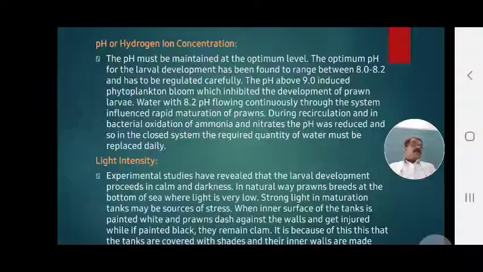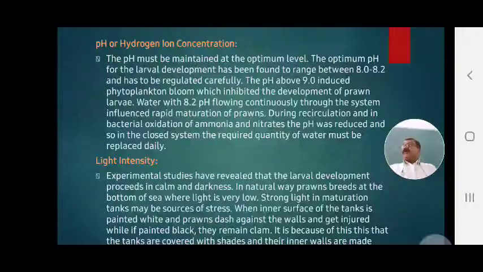When ammonia and nitrite are high in the water, bacterial oxidation takes place, and during recirculation, ammonia and nitrite increase due to low pH. At such times, the water should be changed daily: old water removed and new water added. In that water, a proper pH range of 8.0 to 8.2 should be maintained.